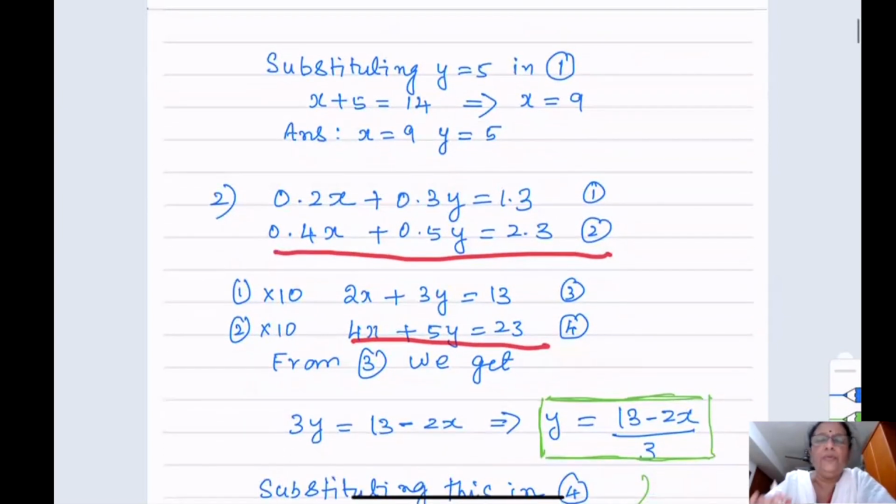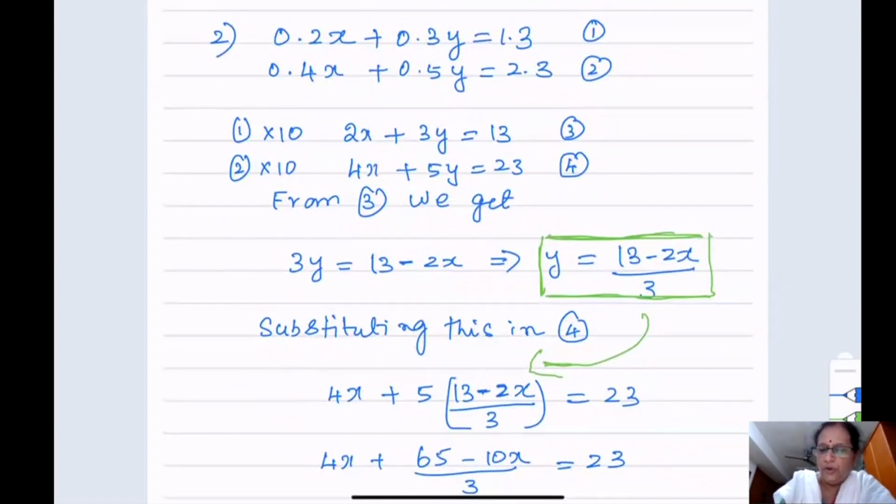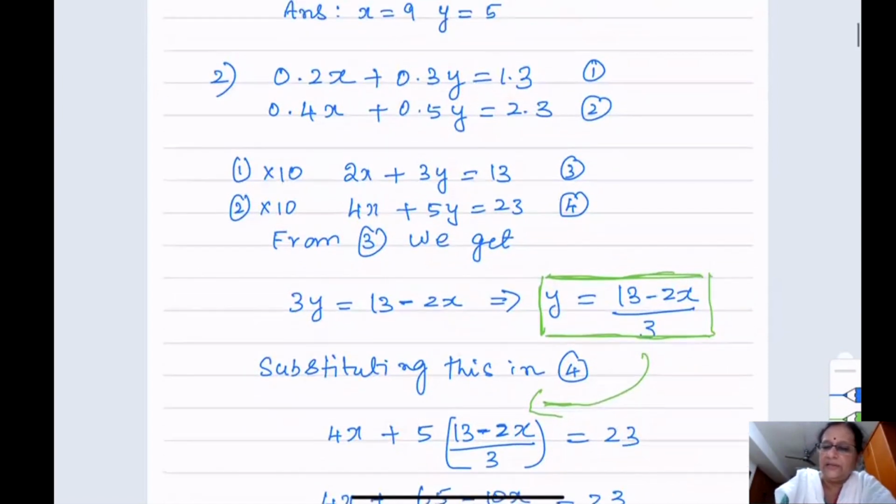Now we have to proceed in the same way like the first sum. So what did you do in the first sum? Get the value of one variable in terms of the other variable. So from equation 1, I'm getting the value of y as 13 minus 2x divided by 3. Then substitute that in the equation 2. Then see, I have called this as equation 4. I'm getting the value of y from equation 3. Then substitute it in equation 4.